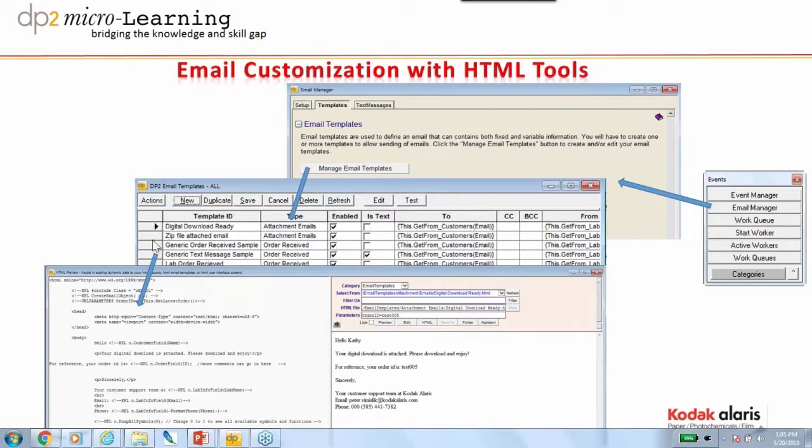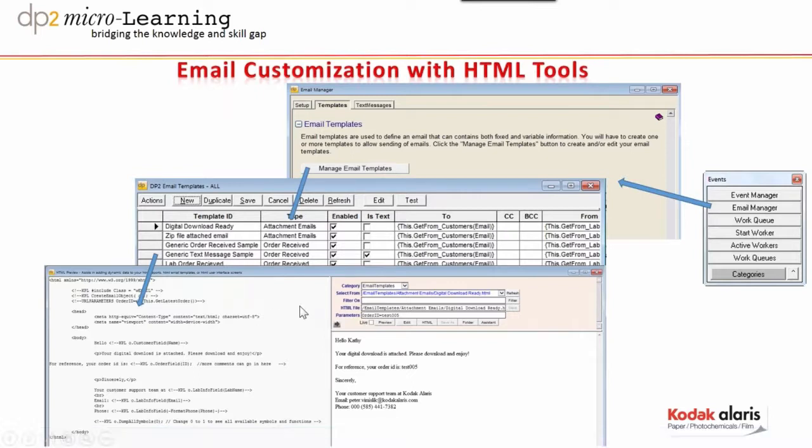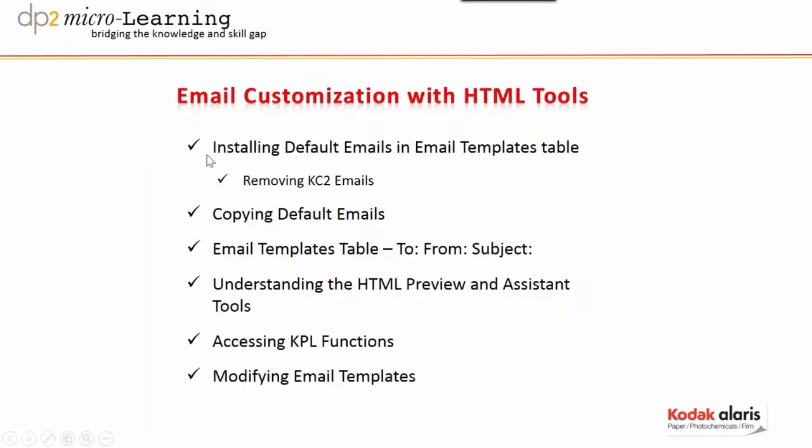But anyway, opening up a dp2 email template record does open up the HTML preview. This is your HTML. These are your KPL commands that get translated by your dp2 HTTP server that returns those results, in this case also in the preview window, but of course in a browser and in an email window. Let me go through one more slide and then I'm going to jump over. I'm going to show you how to install the default dp2 emails that are now a part of 20.3 software. I'll also show you how to remove any KC2 emails that you might have installed in your system.